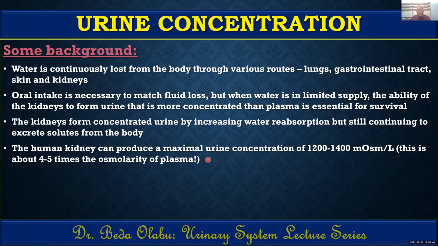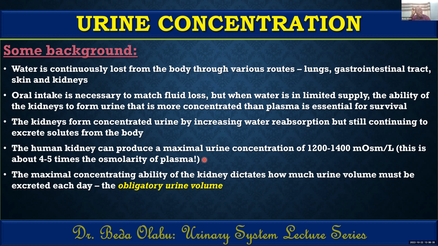The human kidney can concentrate urine to the degree of 1200 to 1400 milliosmoles per liter. This is almost 4 to 5 times the osmolarity of plasma. Human kidney can concentrate that much. That sounds amazing, but if you compare with some sea animals or animals that stay in the desert, it's not as amazing as what those animals can do. Now, this maximum ability of the kidney to concentrate urine will therefore dictate the minimum amount of urine that the body should produce per day.